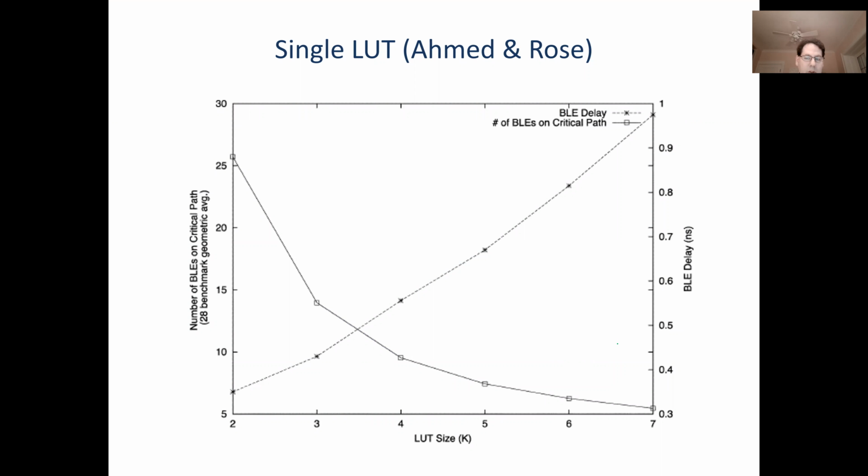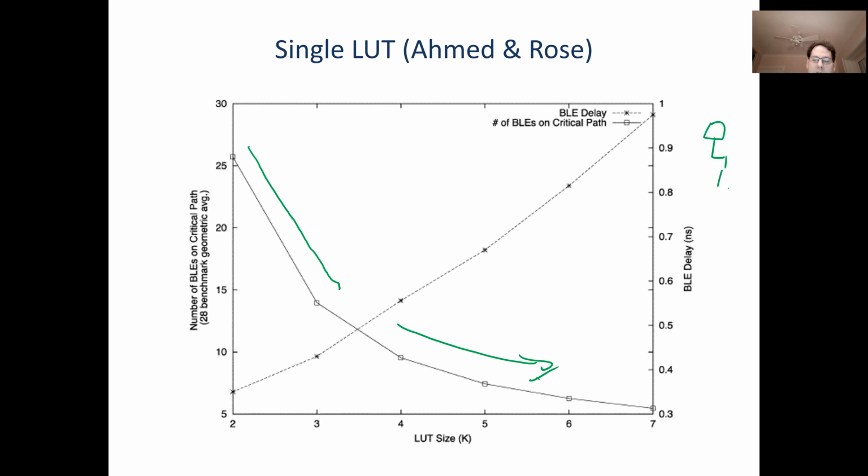And if we do this for delay, we wind up with the number of BLEs on the critical path. So the number of LUTs that we need to have in series on our critical path goes down. So that's what this curve on the left is. So this curve is how many lookup tables do we have in series? Okay, and it's clearly going down as we make the lookup table bigger. And that makes sense. Look, each lookup table captures more logic. So not only do we need fewer of them, we don't need as many of them in series.